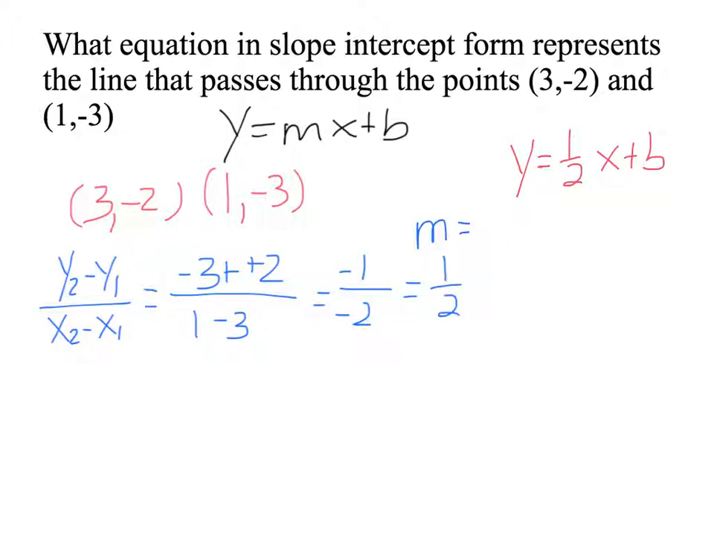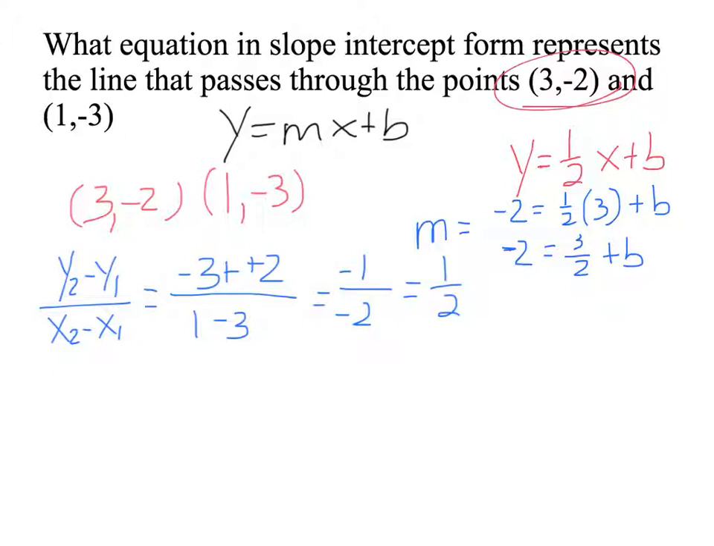And I'm going to pick either ordered pair. Since they both have negatives, it doesn't really matter. I'll just pick this one right here. And I'm going to put my x value in for x and my y value in for y. So my y value is negative 2 equals 1/2 times my x value, which is 3, plus b. Okay, so that's negative 2 equals 1/2 times 3, which is just 3 over 2, plus b.